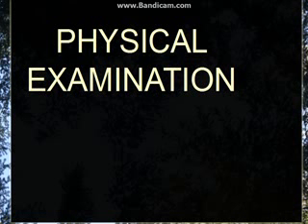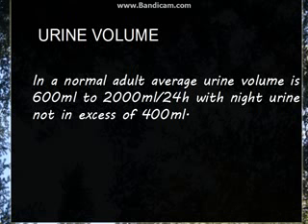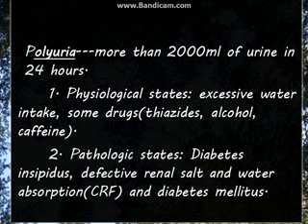Now going to the physical examination or the gross examination of the urine. Firstly, discussing the urine volume. The urine volume normally ranges between 600 ml to 2000 ml per 24 hours, and the night urine should not be more than 400 ml. Now, what is polyuria? Polyuria is production of urine more than 2000 to 2500 ml per 24 hours.